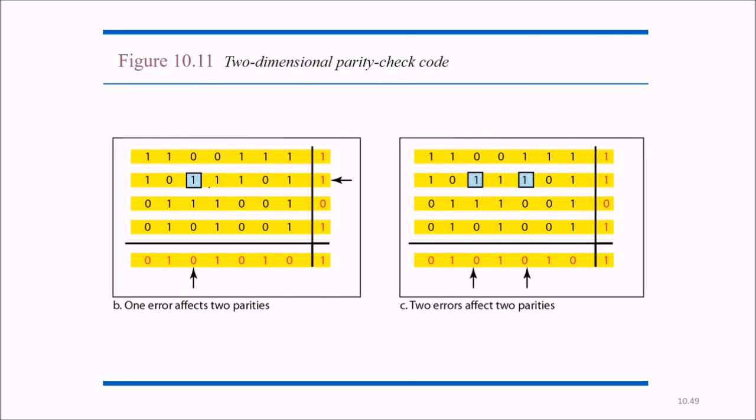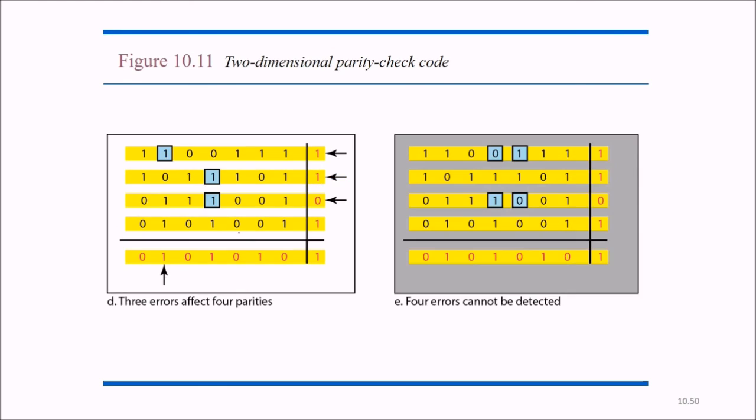One error affects 2 parities, this one and this one. 2 errors affect 2 parities, these two. This is the 2-dimensional parity check code. And if there are 3 errors, that means this one, this one, this one, it affects 4 parities, 1, 2, 3, 4. Now 4 errors cannot be detected, right?